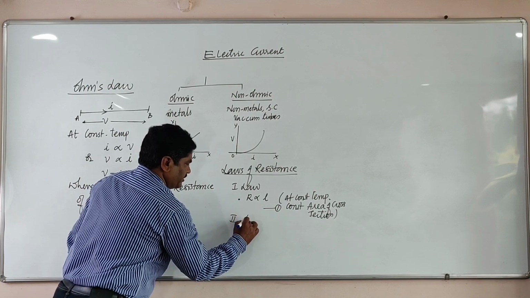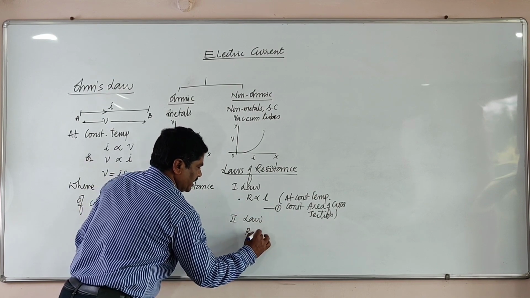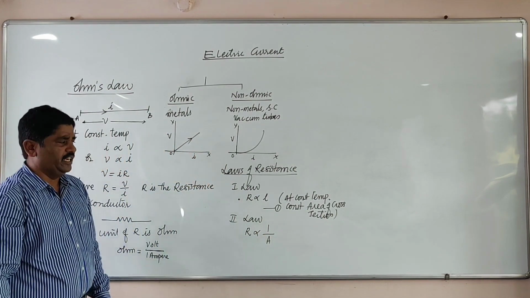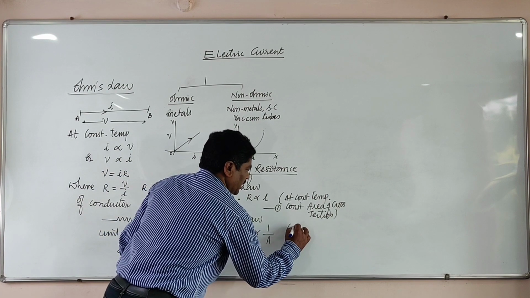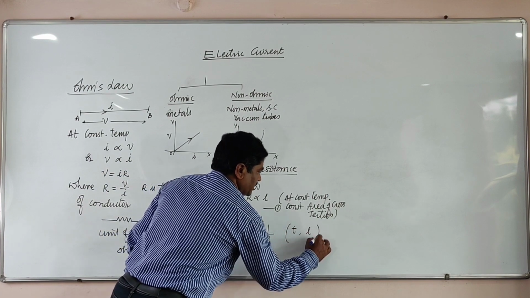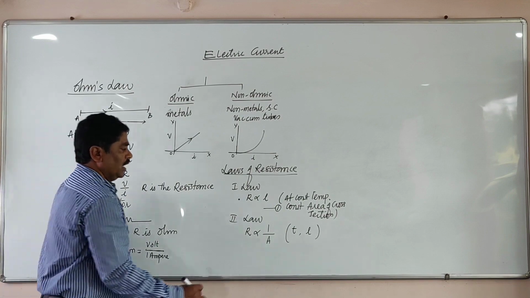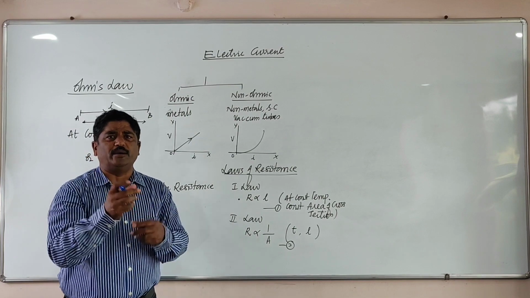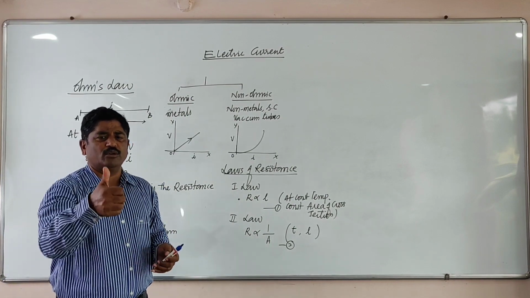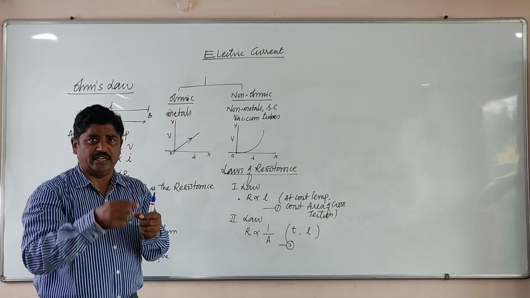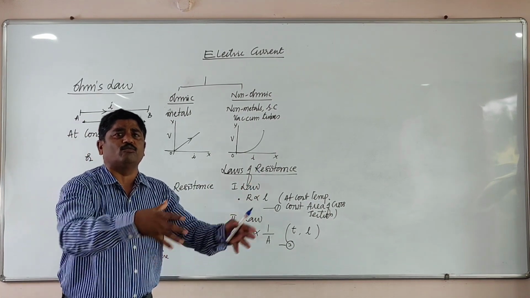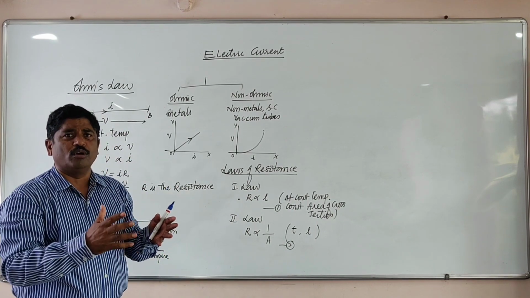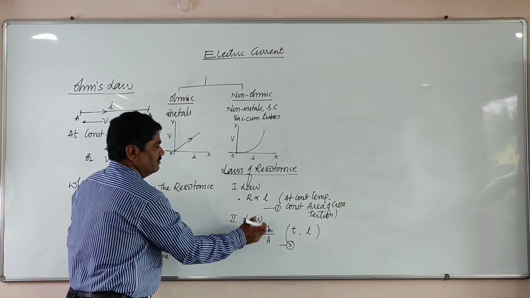The second law says that the resistance of the conductor is inversely proportional to the area of cross section, at constant temperature and constant length. For example, if water is coming through a small pipe, you can close it with your thumb; the resistance is very high in the narrow pipe. When a huge pipe is there, you cannot stop the water with your thumb, because the area is more and the resistance is less. So it is an inverse relation.